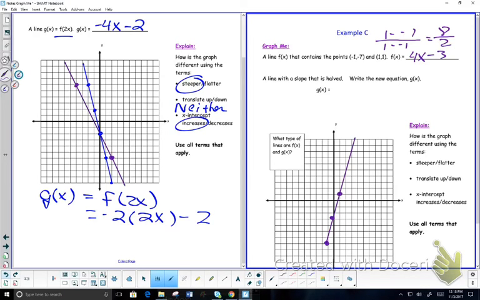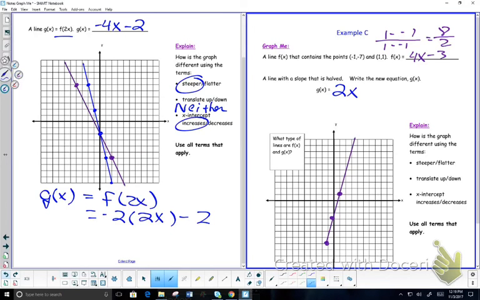We got a new line? So let's see. It says a line with a slope that is halved. So it would be 2. How'd you get that? Half of 4 is 2. So if they tell me to half the slope, I'm just going to half the slope. Well, if the slope is 4, half of that would be 2.